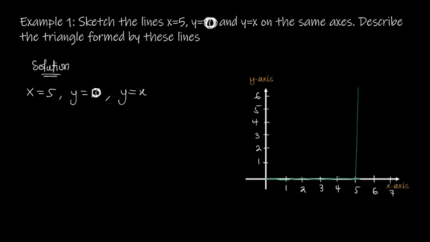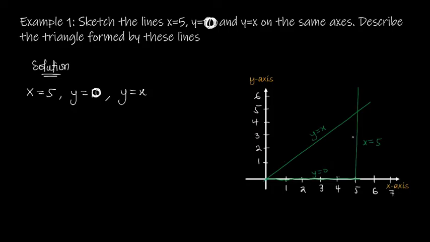Okay, now the last one is y is equal to x. So y is equal to x means when x is 1, y is 1, when x is 2, y is 2. We realize that it will be at the middle over here. So it will be a straight line moving upward from the origin. So let's draw that. So we have something like this. Okay, so this is our line x is equal to 5. This is our line y is equal to 0, and this is our line y is equal to x over here. Alright, so this is the triangle that we have.